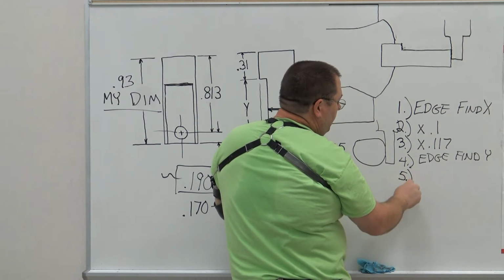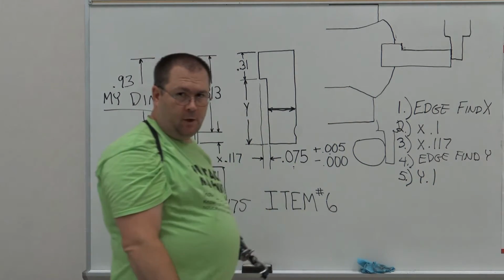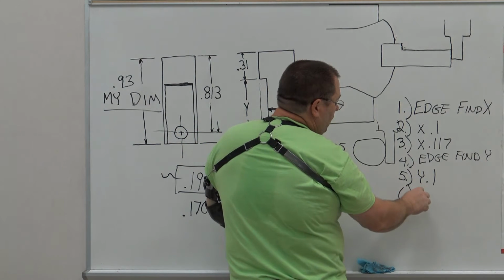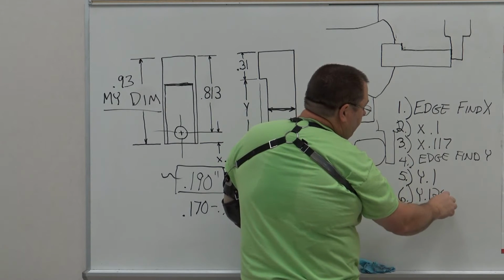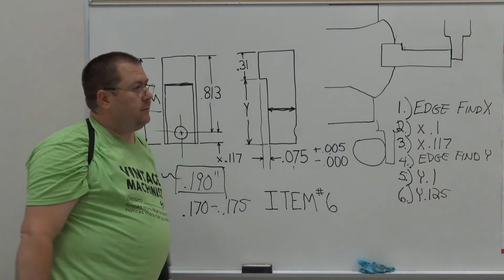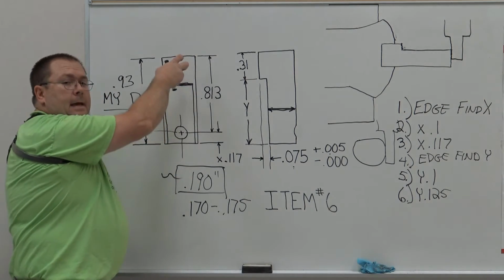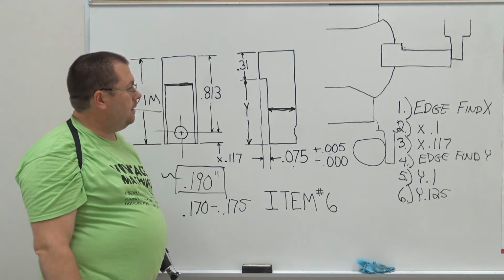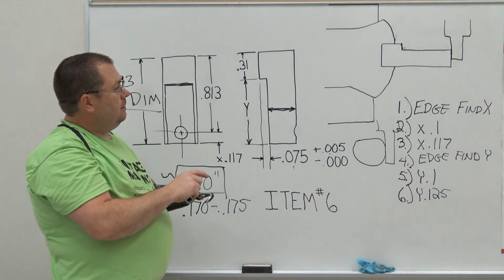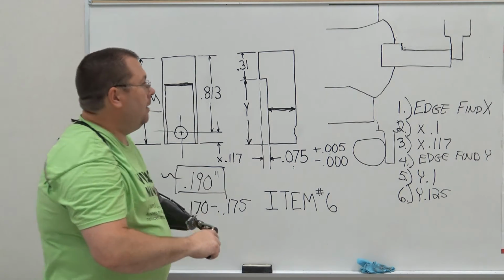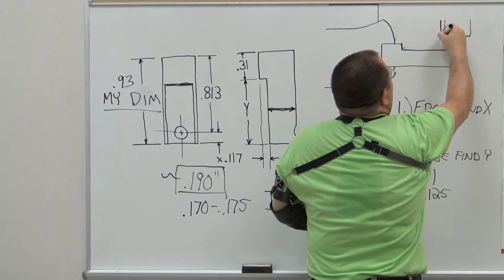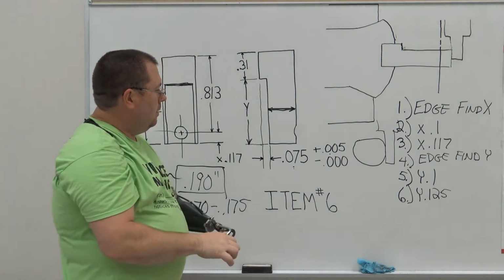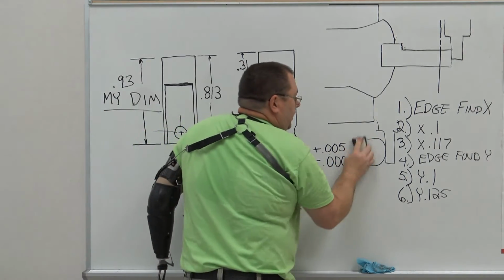Number 5, y, 0.1. 100 thousandths for the radius of the edge finder. Next step, y, 0.125. 125 thousandths, or 1/8 of an inch. Well, where do we come up with that? The diameter of the part is 250. Divide it by 2. That puts you on center. Okay? So we've got the position down. So we're actually lined up right on the center line of where the hole needs to be.